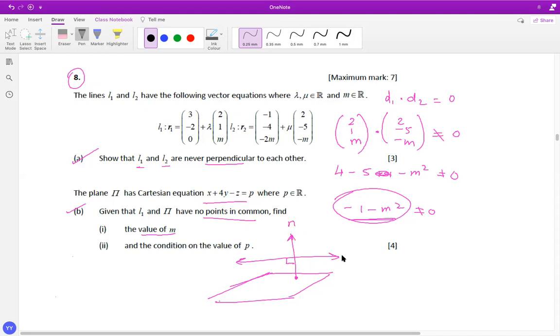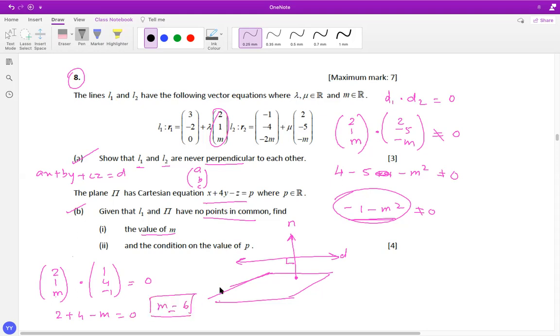So this is the normal. This is the direction of the line. The normal to this plane, as you know, if your plane is ax plus by plus cz equals d, the normal is given by (a, b, c). And the direction of line L1 is (2, 1, m). So the dot product of (2, 1, m) with (1, 4, negative 1) should be 0. That gives me 2 plus 4 minus m equals 0. So that gives me m equals 6. So for m equals 6, they are never going to have a common point.